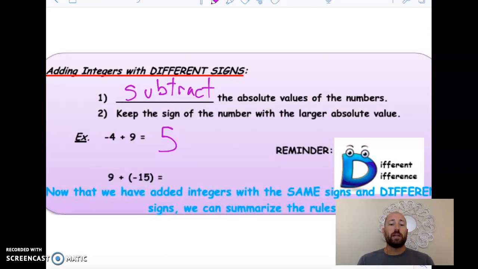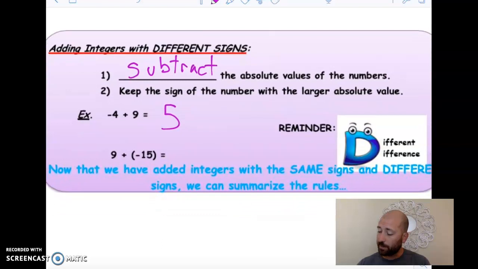Next one, 9 plus -15. All right, so the absolute value of 9 is 9. The absolute value of -15 is 15. 15 minus 9 is 6. But now the number with the larger absolute value is -15. So this becomes a -6.